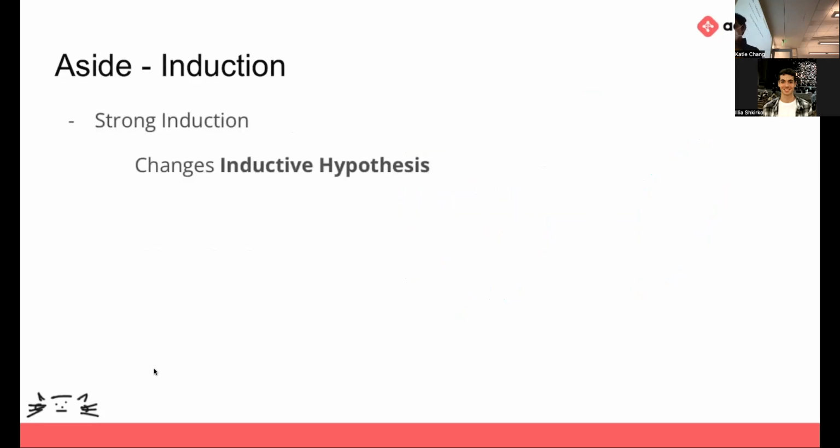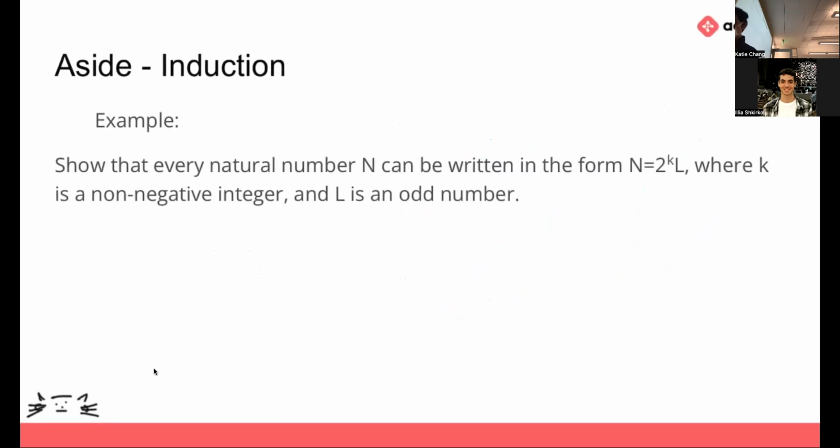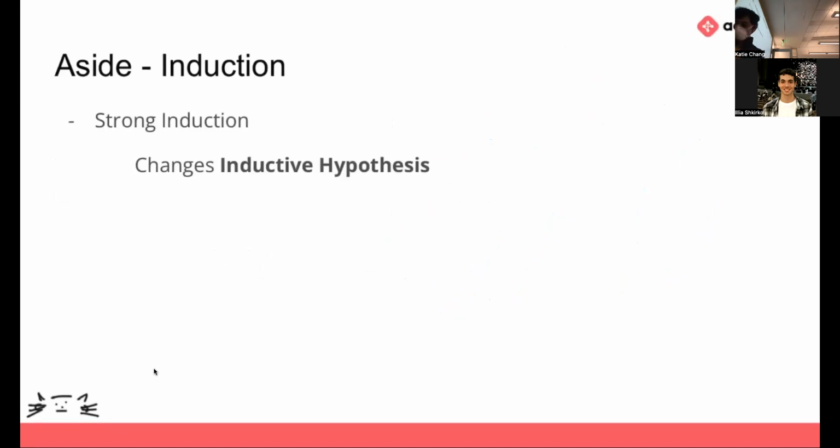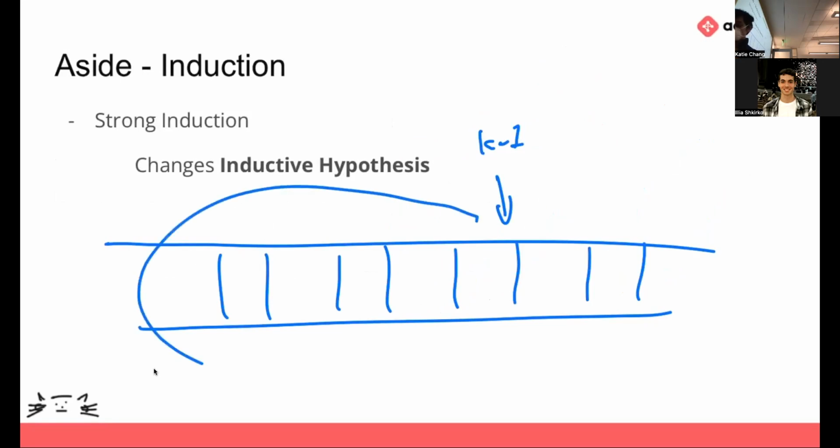Okay. So there's one more type of induction. Previously, we assumed that we could get to the k minus one step. But sometimes that's not sufficient. Sometimes we want to know that if we have a ladder like this, then not only can I get to this specific position, but I know I can get to everywhere before it. So that's a change in the inductive hypothesis. Essentially what you're saying is, if I know that I can get to anywhere on the ladder before that, I can get to k.